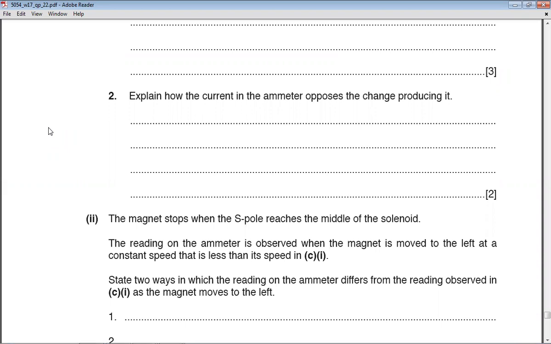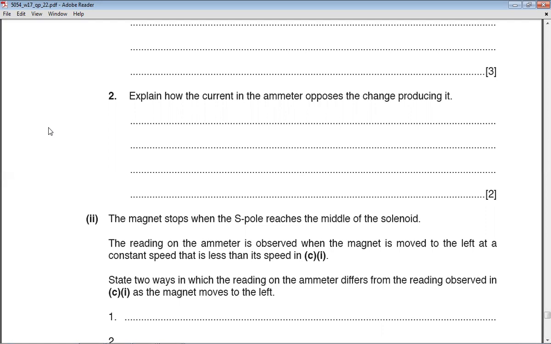left end a south pole, because the south pole of the magnet is approaching that left end of the solenoid. So the current which will be induced in the solenoid, it will make that solenoid an electromagnet, and that electromagnet's south pole will be on the left side of the solenoid. So it can oppose the south pole of that permanent magnet which is approaching that.